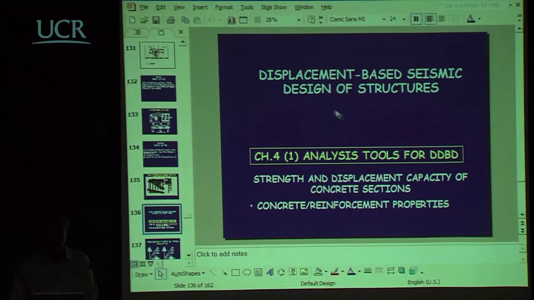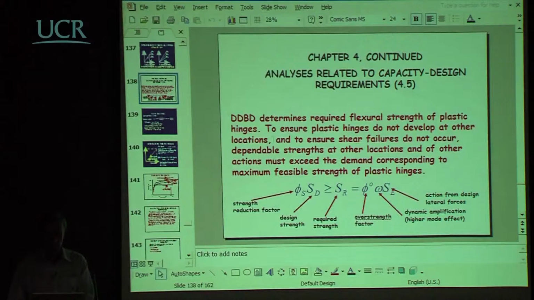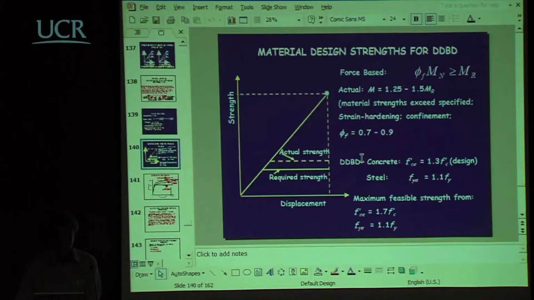Now, we've already talked a little bit about analysis tools. I'm going to skip through the first bits of this because it's just emphasizing, it's the chapter where we provide the justification for the fact that yield curvature for a given section is a constant, not the section stiffness itself. We also talk in a bit more detail about the general philosophy of capacity design. We talk about the concrete strain limits to use in our designs and the steel strain limits. I've shown all these before, so we can skip through these.